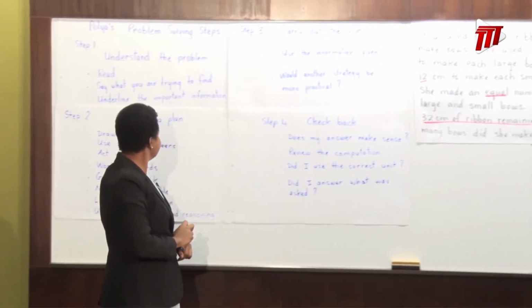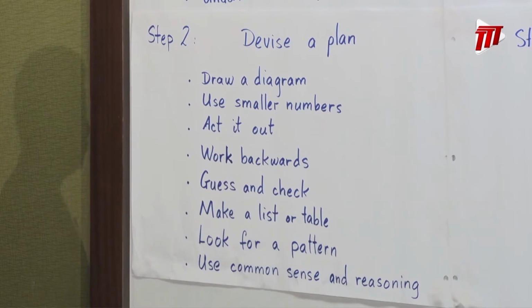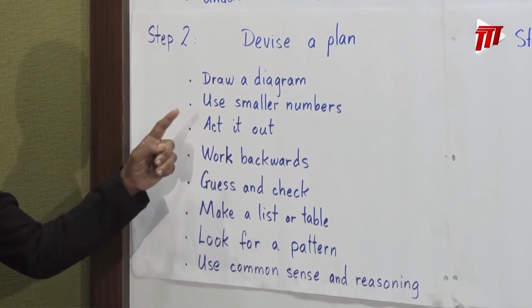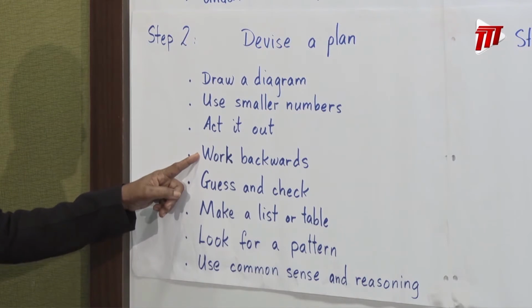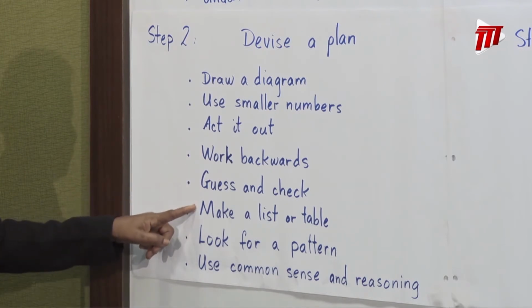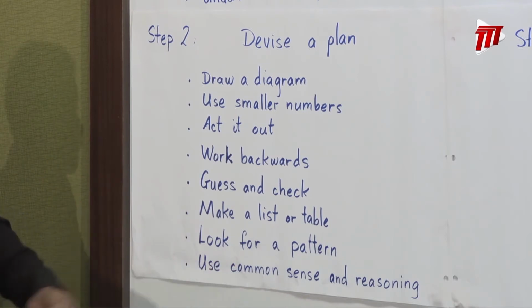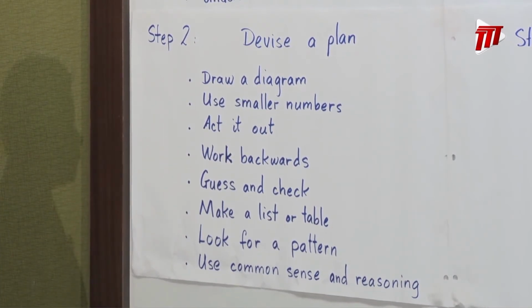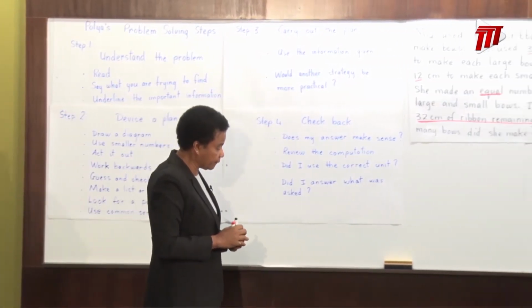Let's move on. Which of these strategies will be most practical? A diagram, using small numbers. Possibly, if we had ribbon, we can act it out. Work backwards. Guess and check. Make a list. Look for a pattern, or use common sense and reasoning. I'm giving you a minute to think which one of these will be most practical. Yes, using common sense and reasoning.